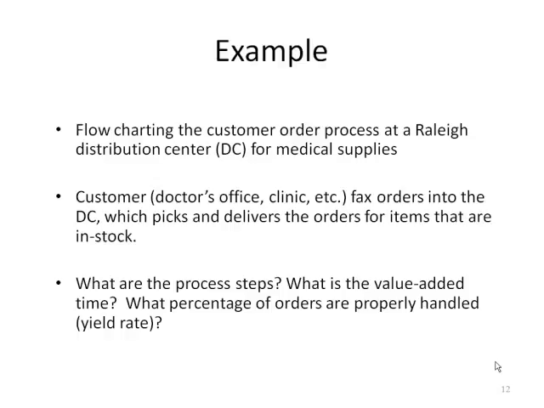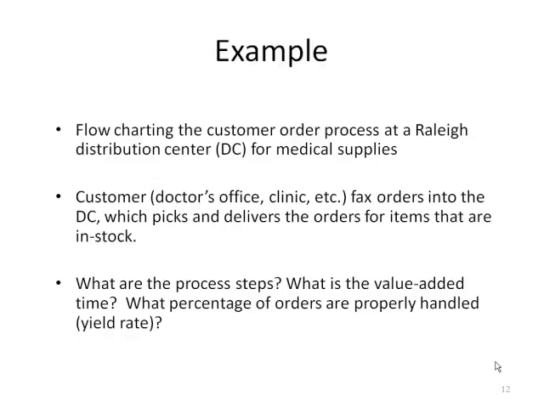So the doctor's office would be in the Raleigh area, the distribution center would be in the Raleigh area as well. The doctor's office would put a fax in, someone would look at that fax and say, yep, we got these items in stock, or we don't. If the items are in stock, they'd be picked off the shelves and shipped out. So the question becomes, what are the process steps? What is the value added time? And what percentage of the orders are actually handled properly, which we'll call the yield rate.